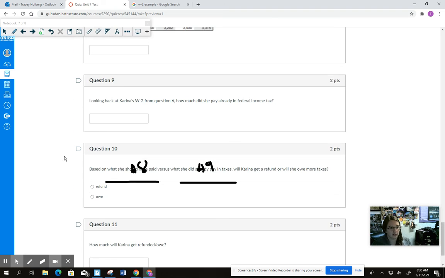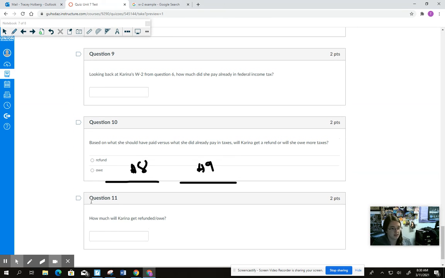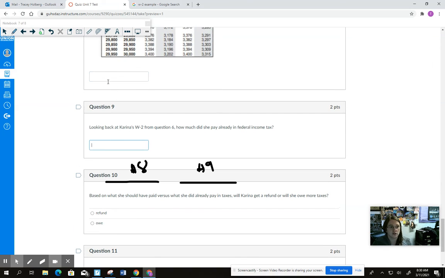To wrap up number 11, I know I'm going to go kind of fast through this. I just want to wrap this up. Number 11 then is the difference between these answers for 8 and 9, right? Because she owes more money. She's going to have to pay them the rest. So number 10, what she should have paid is bigger. That's why it's O. Number 11, regardless, you should have subtracted.